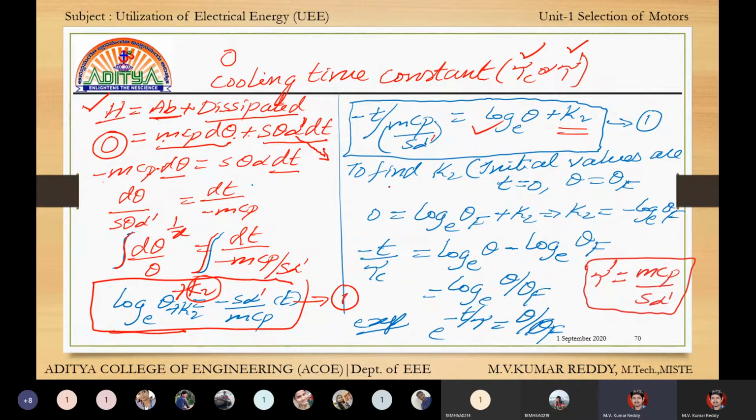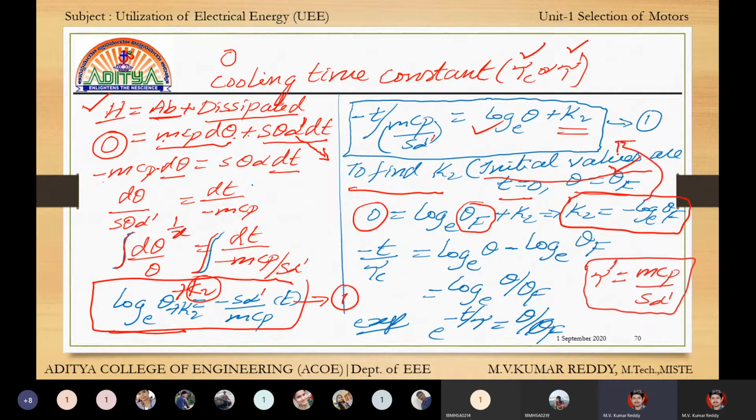To find the value of the constant, we have to go through the initial conditions. What are the initial conditions? At t is equal to 0, theta is equal to theta f, where theta f is the final temperature. Now substitute t is equal to 0: left hand side becomes 0, and the right side is log e theta f plus k2. This is the value of k2. Now substitute this value in equation 1. It is in the form of log A minus log B, which is equal to log A by B, the logarithmic form.